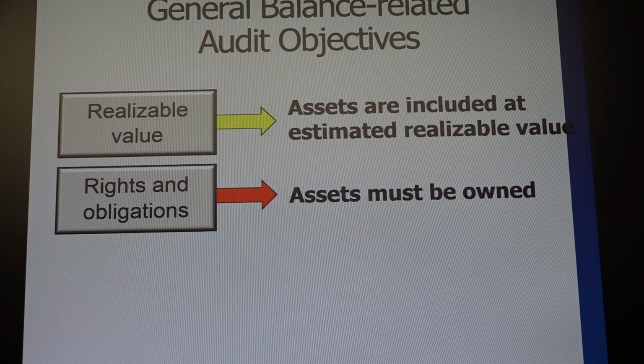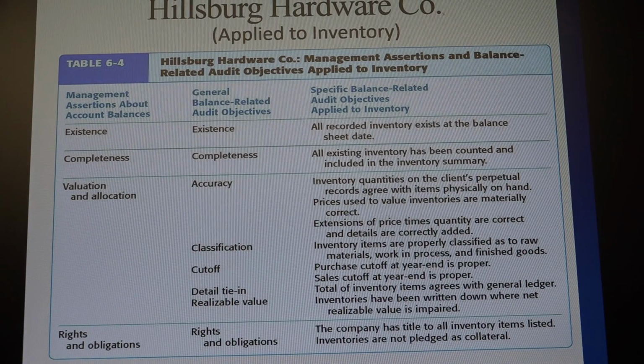Rights and obligations. Assets must be owned. Now, how would that deal with the sales cycle? Well, what if you have assets that you're holding and selling on consignment? In that case, the company could not report those assets as being their own because they're just holding them on consignment. And so again, here they're taking management assertions and taking those with our general balance-related audit objectives and specifically relating this to and applying this to inventory.